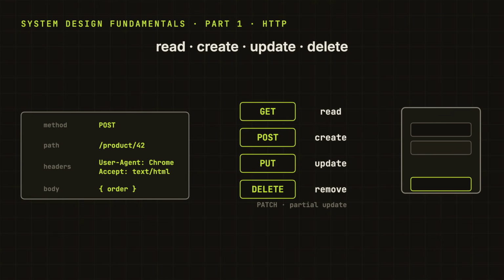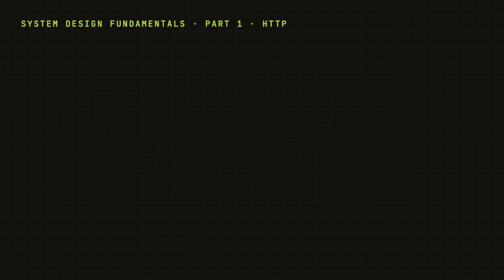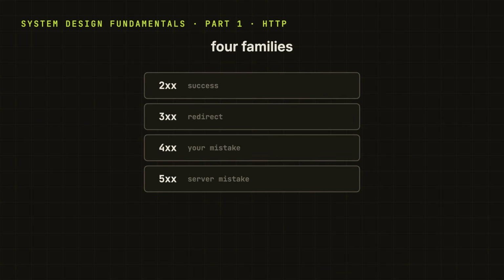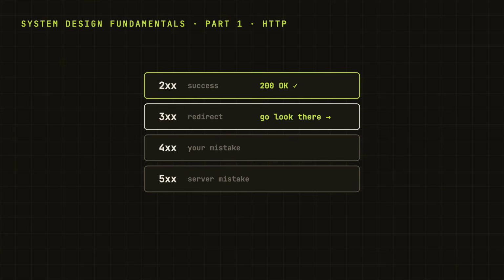And the response comes back with a status code, a three digit number that tells you what happened. And these are grouped into families, which is the useful part. Anything in the 200s means success. 200 okay, it worked. The 300s mean redirection. Go look over there instead.